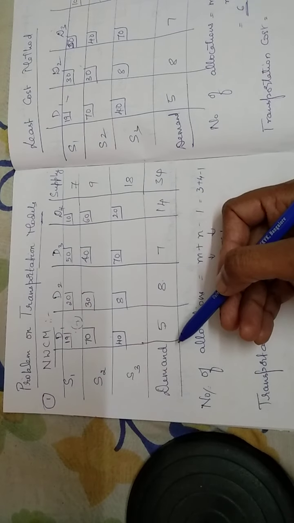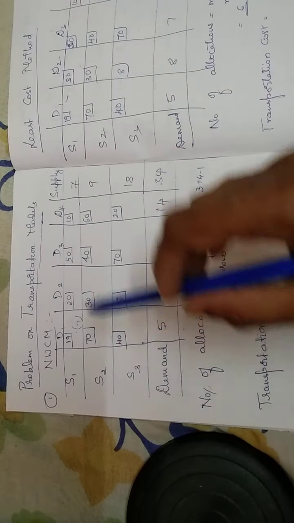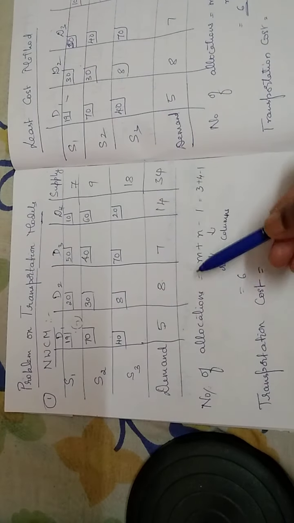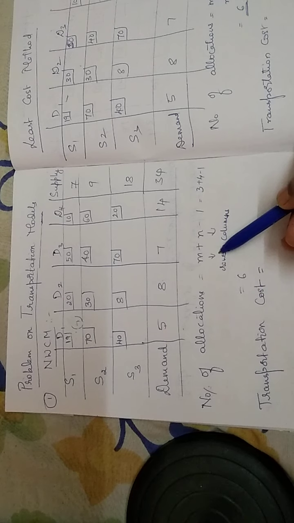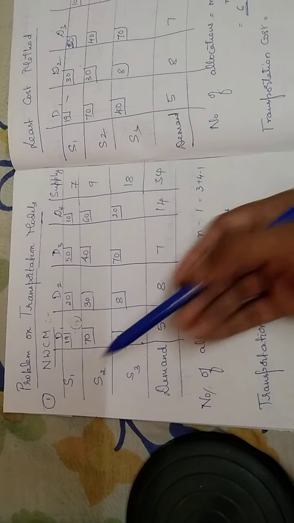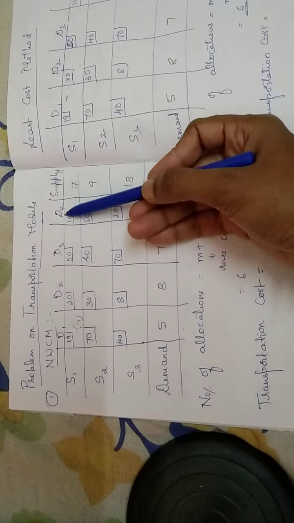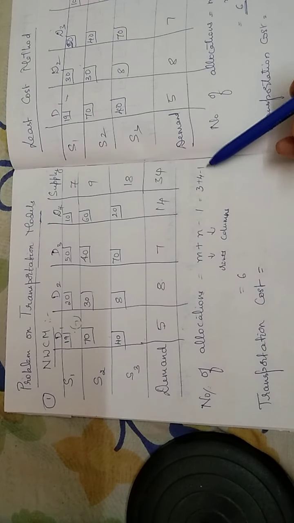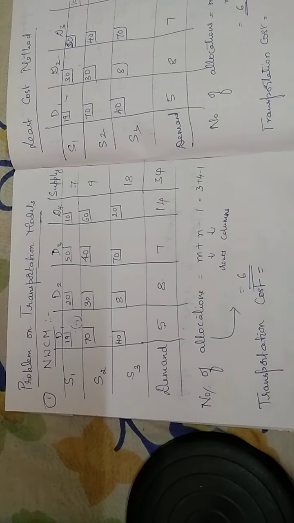Okay, so as I told you, you will have to first equate the demand with the supply. So this is a balanced transportation problem, so we can now make the allocations. The number of allocations that we make will be equal to m plus n minus 1. m is equal to the number of rows. So how many rows do we have? We can count, right? So 1, 2 and 3. 3 plus, columns are 1, 2, 3, 4, 4 in number, minus 1. So the number of allocations that we will have will be 6 in number.